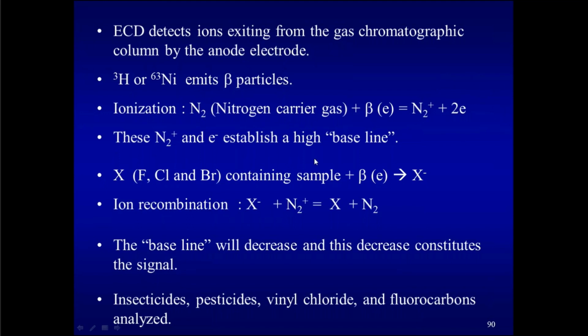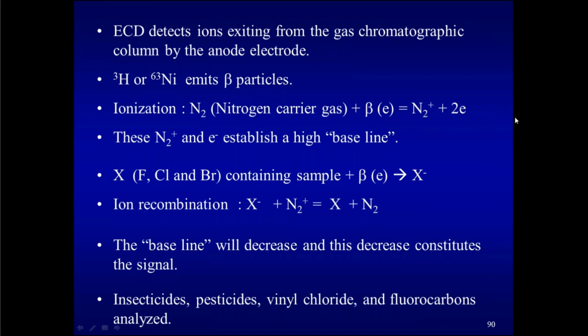These together establish a high baseline. Why? Because these are charged species. You have sufficient potential between the cathode and anode such that they do not recombine. And especially since the electron is a very small entity, it moves away fast from the nitrogen cation.